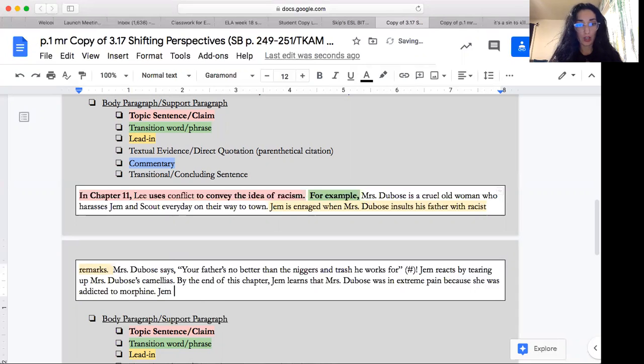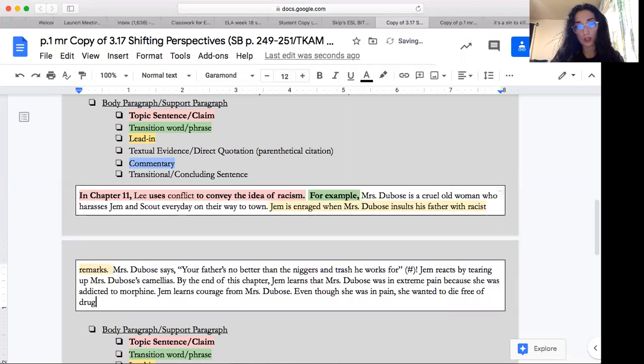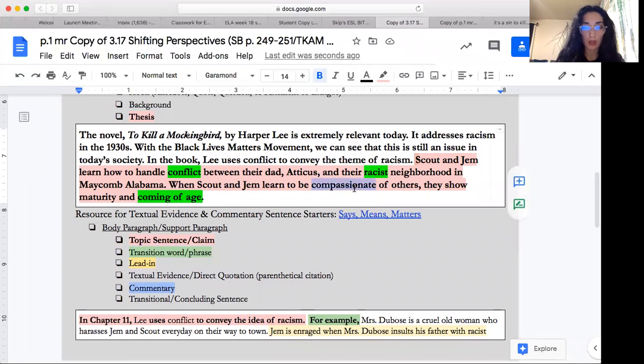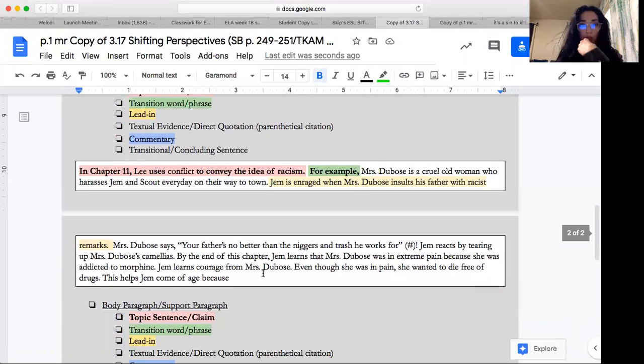Okay, so Jem learns courage from Mrs. DeBow. Even though she was in pain, she wanted to die free of drugs. This helps Jem come of age because, okay, so here, this is where I'm hitting my thesis. I want to go back to my thesis, coming of age and compassion. Okay, so I'm not sure how to end it, so I'm going to reread one more time and then finish this paragraph.